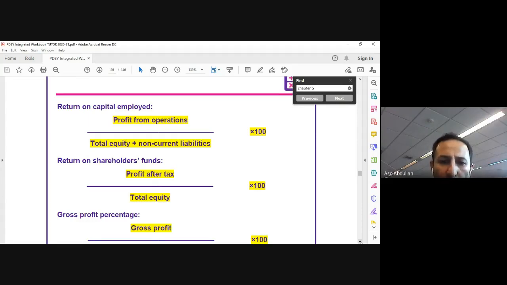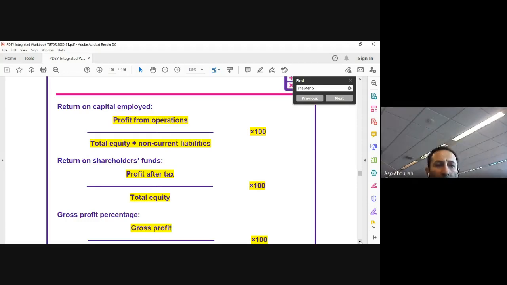So return on shareholders' fund, for example, is profit after tax, then divided by total equity. So it totally depends on the question in the exam, what kind of ratio they ask you for. Remember, return on capital employed is looking at a specific area. Return on shareholders' fund is looking at a different issue. So why does it say return on shareholders' fund?